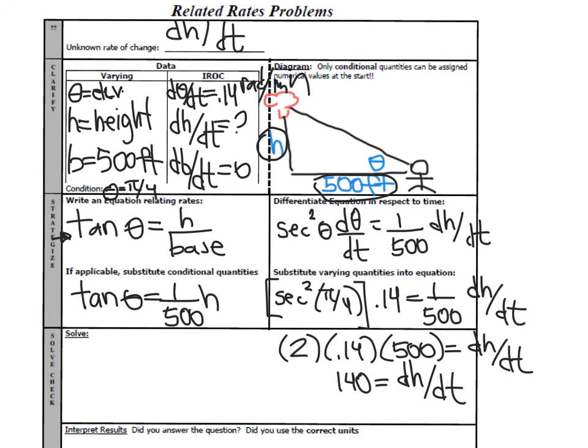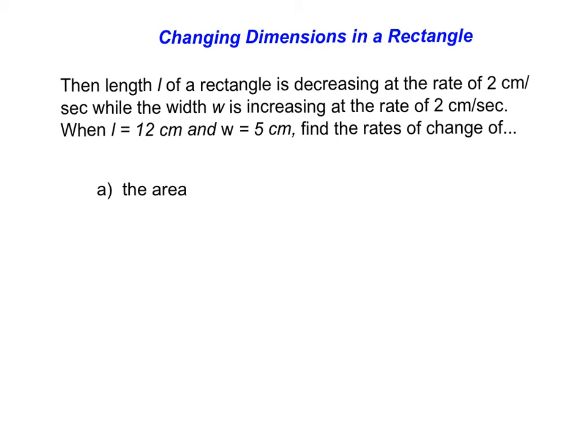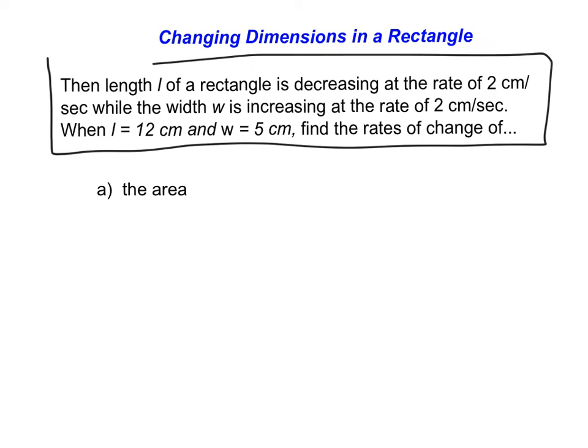Okay, now you're going to try a problem. Now I'm going to give you this same scenario with 3 different questions. So the first question is, you are given the length L of a rectangle is decreasing at a rate of 2 centimeters per second. So you're given a decreasing rate. The width is increasing at a rate of 2 centimeters per second. So there's another rate. When, so this is a condition, length is 12 and width is 5 centimeters, find the rate of change of area. So pause the video, you do this by yourself, and then check your answer.